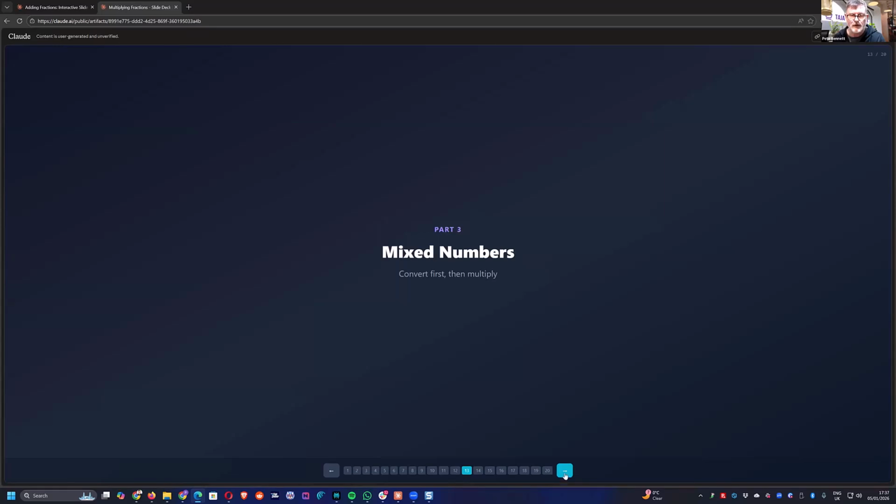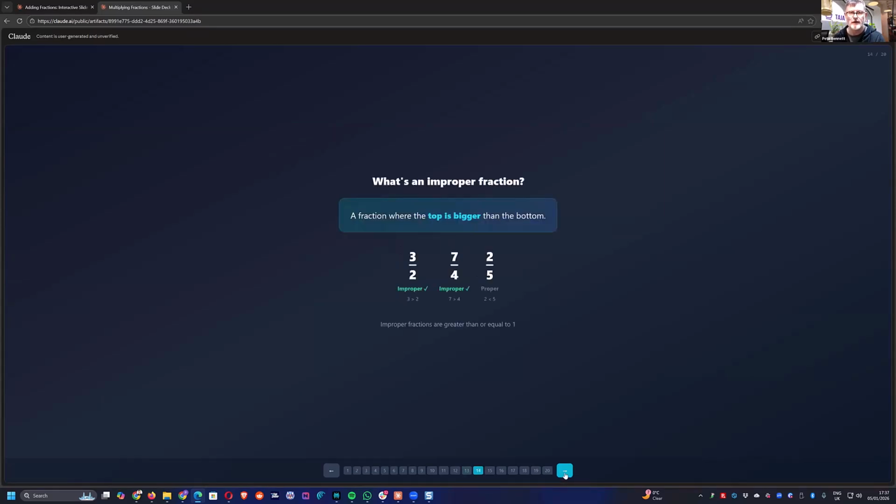Part 3, mixed numbers. Convert first, then multiply. So what we need to introduce here is the concept of an improper fraction. Sounds a bit rude, doesn't it? But an improper fraction is simply one where the top is bigger than the bottom. So 3/2 is an improper fraction because 3 is bigger than 2. 7/4 is an improper fraction because 7 is bigger than 4. But 2/5 is a proper fraction because 2 is smaller than 5. Improper fractions are greater than or equal to 1.